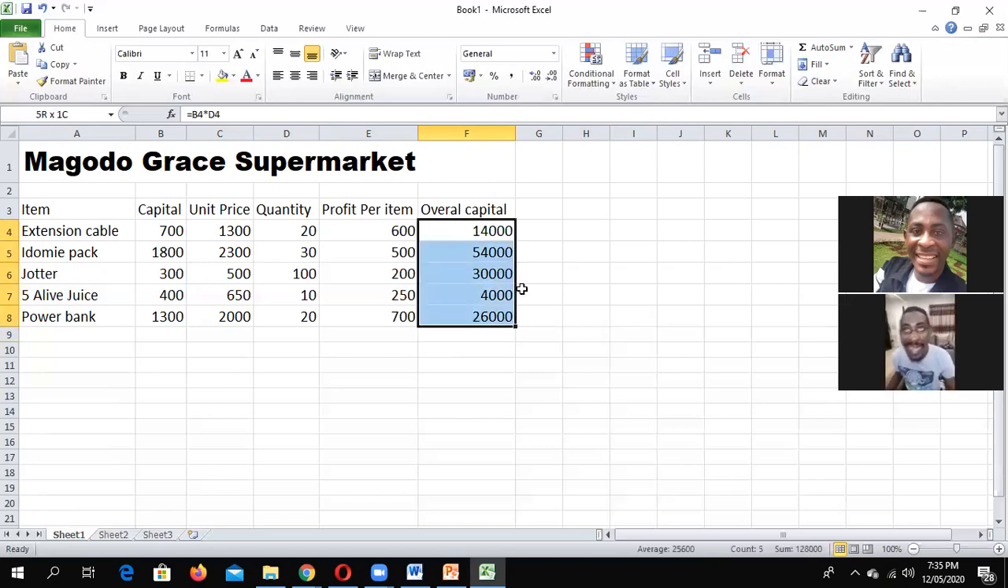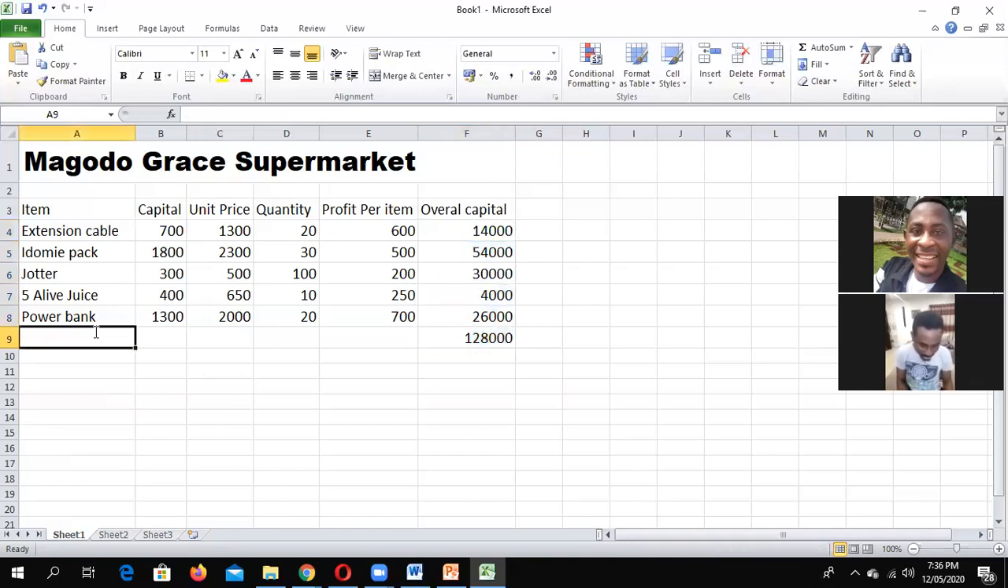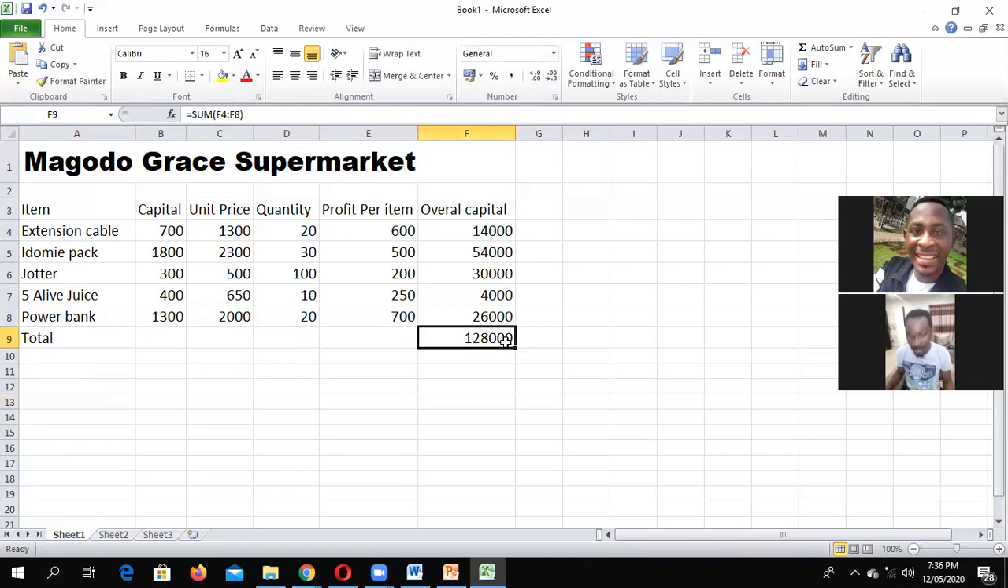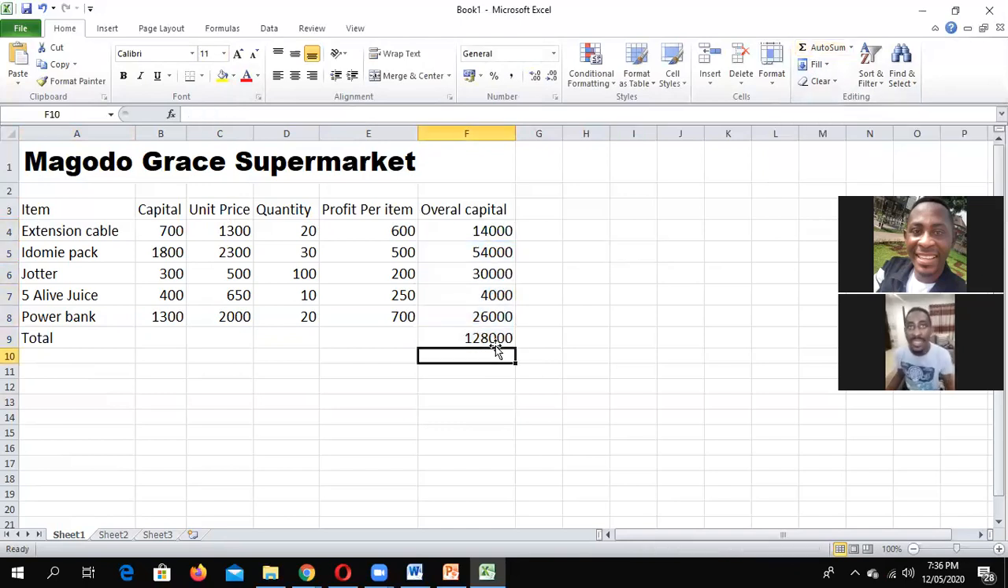One, we would just highlight everything and then locate and left click auto sum. Auto sum is at the top here. You just left click auto sum to give you the total amount. Let me do that again. How to get your overall capital: you highlight everything here and then you come to auto sum. Then you click auto sum. That is the fastest and easiest way.